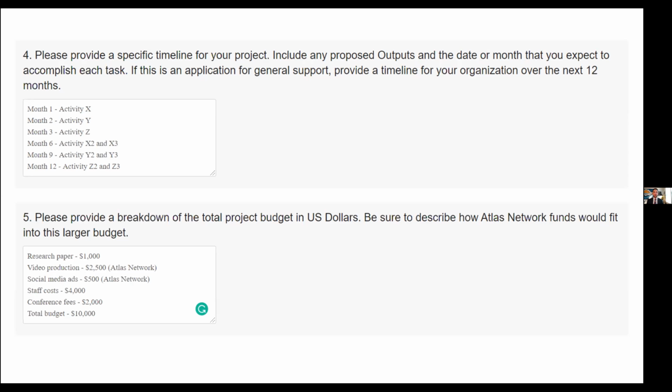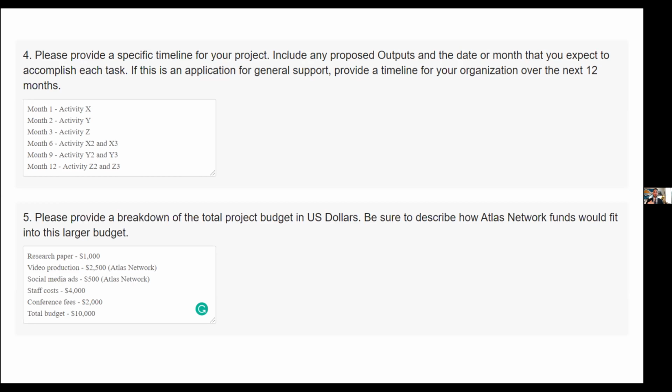For the budget breakdown, there's a few important things to consider here. We want to see the total project budget. So that number that we showed you earlier of the entire expenditures for the project start to finish, that should be listed out here in a little more detail. So it looks like an itemized receipt, right? These are all of your expected expenditures. So here I have a research paper is going to cost us $1,000, the video production costs, the staff costs, the conference fees to host an event.